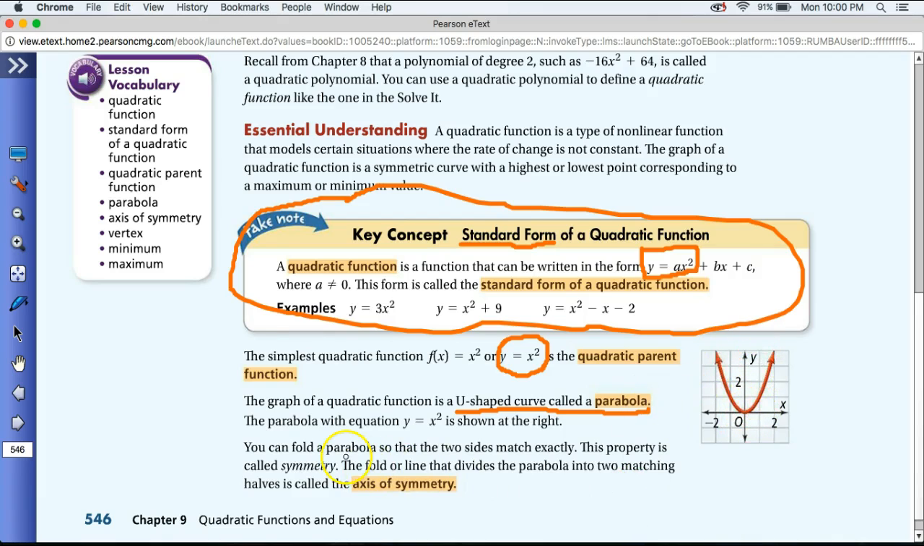It says you can fold a parabola so that the two sides match exactly. This property is called symmetry. You've heard of that before. The fold, or the line that divides the parabola into two matching halves, is called the axis of symmetry. In this particular case, it happens to be the y-axis. As you can see, if I folded this parabola over this line, they would match, as it states. So the axis of symmetry can move left to right. It most certainly does not always have to be on the y-axis, but that is the most basic location of it.